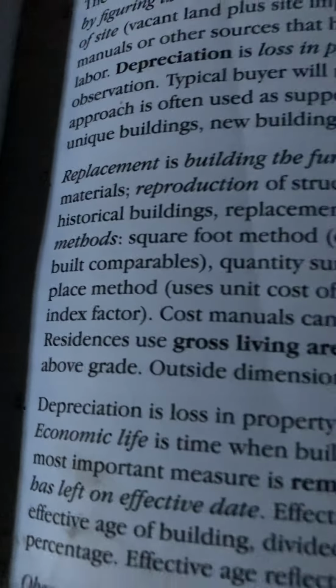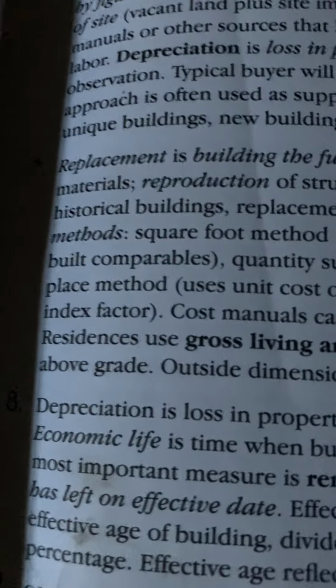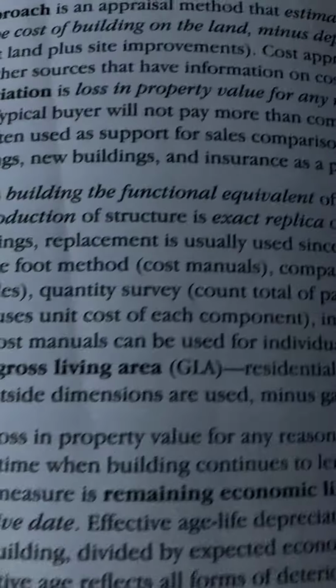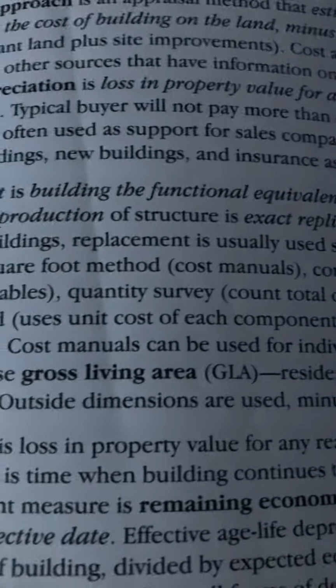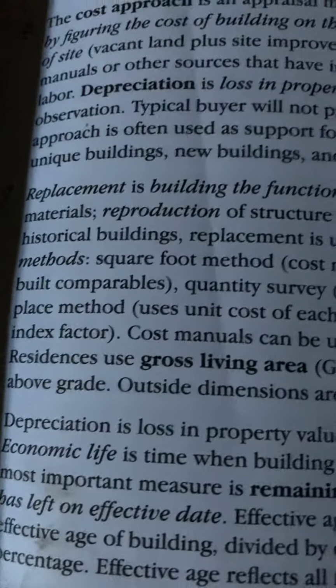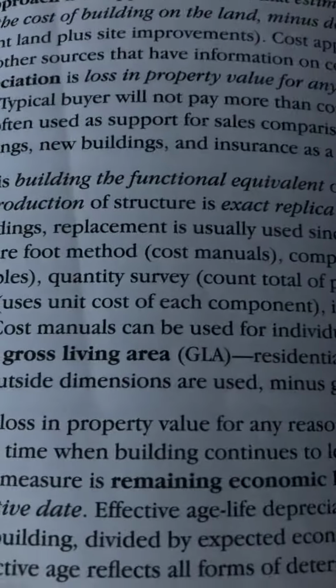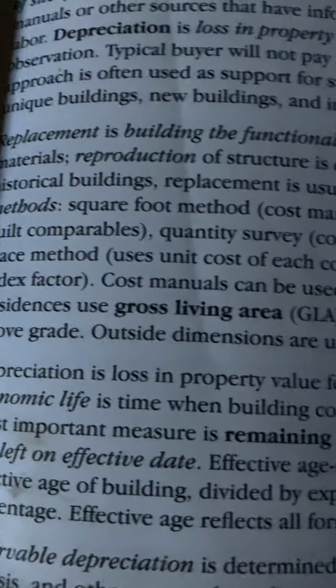Number 7, replacement is building the functional equivalent of original building using modern materials. Reproduction of structure is exact replica of original building, except for historical buildings. Replacement is usually used since it is cheaper. Cost approach methods, square foot method, cost manuals. Comparative unit method uses recently built comparables.